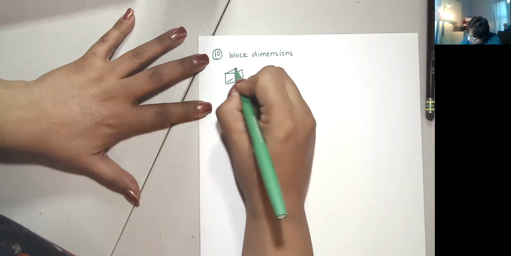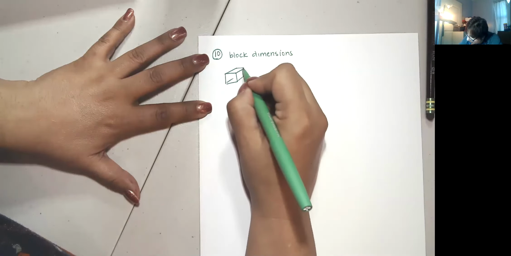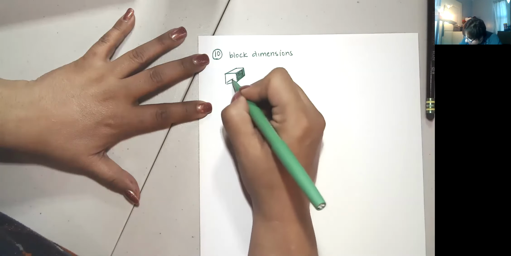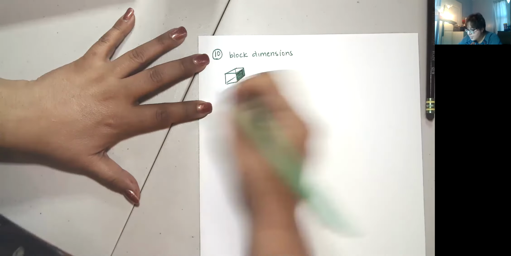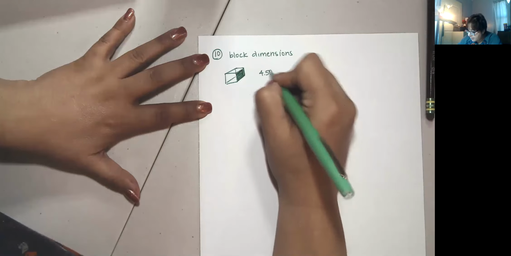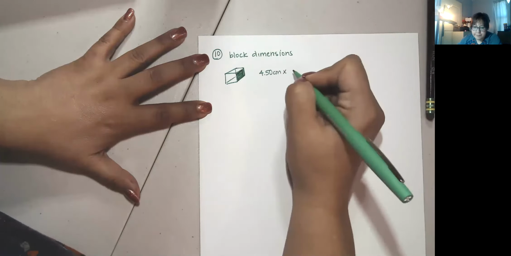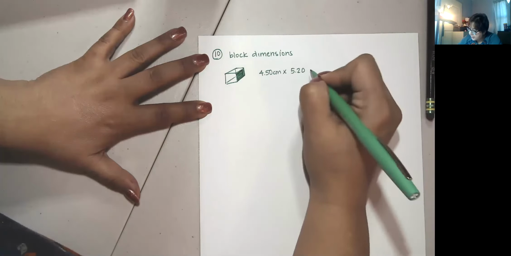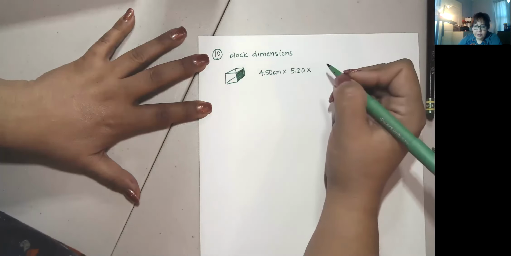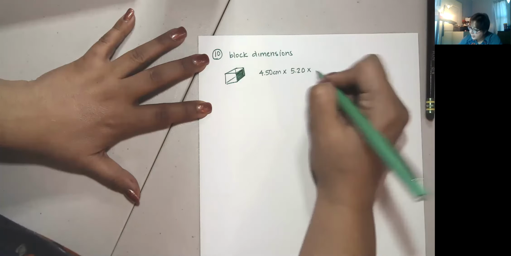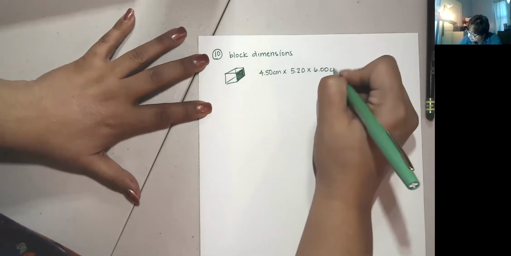Well, I can never draw these right. There we go. Measured the block. I think you guys get the idea, but here's the block. So they've measured this block, and they've measured it to be 4.5 centimeters by 5.2 centimeters. I said 400, didn't I? So 4.5 centimeters by 5.2 centimeters by 6 centimeters.